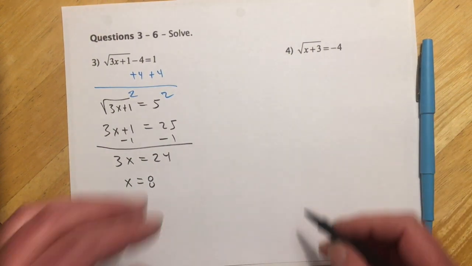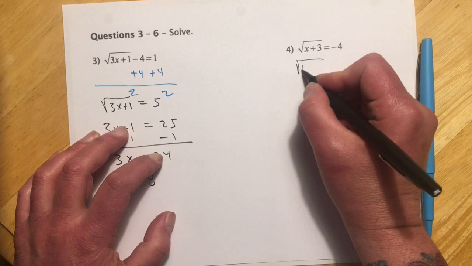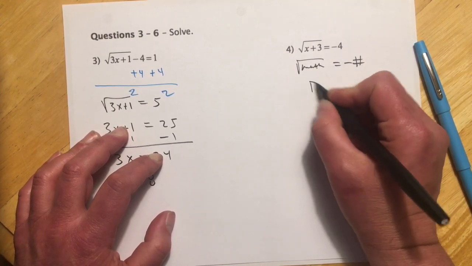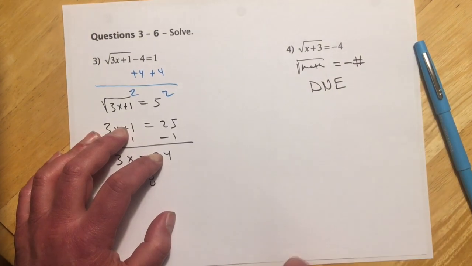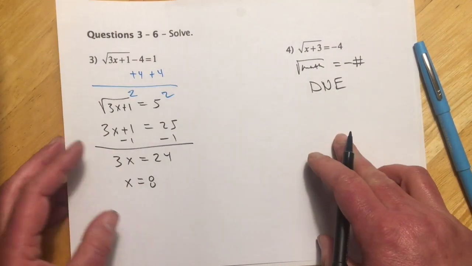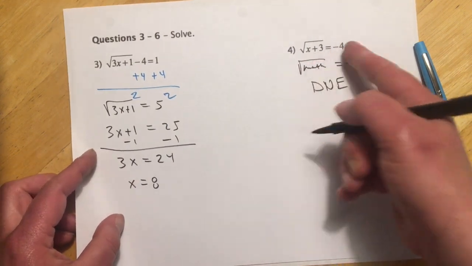This one, the best way to do it is to notice that it says square root of some math equals a negative number, and to write down D and E. You can do it out, and if you do, you'll get an answer, but much better to spot it right there.